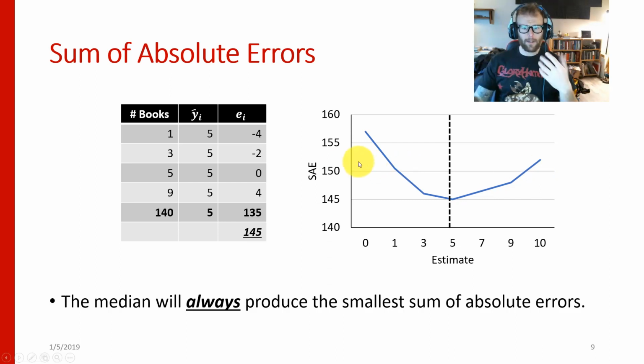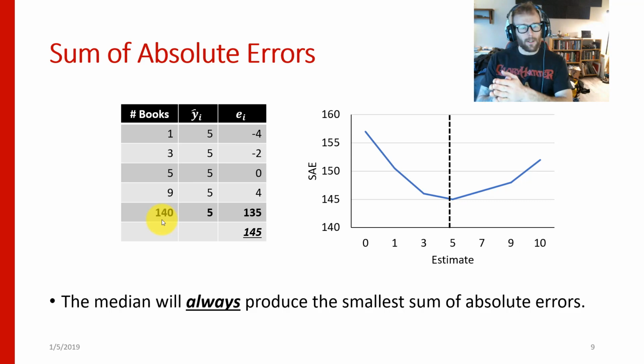And now the way we would think about this is that the sum of absolute errors is an estimator. It is a method for giving us an estimate. So if we use the sum of absolute errors as our estimator, it will always return the median as the best estimate. And in lab, we'll work through some assignments to show why this is the case. But the median is always going to produce the smallest sum of absolute errors, even if I have a skewed distribution like this, where I have one very, very positive outlier.